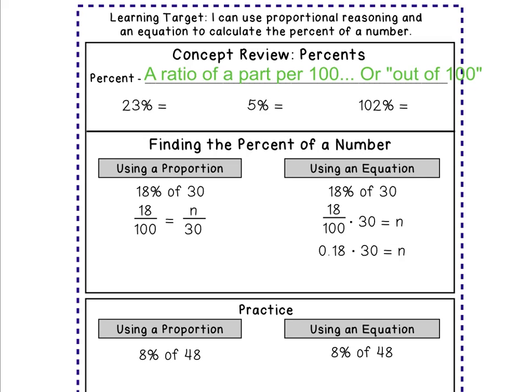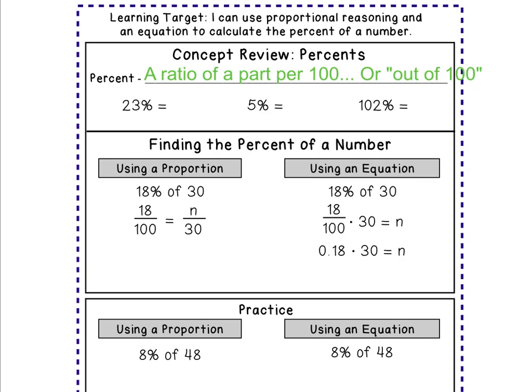If we recall from section 6.1's video, a percent means a ratio of a part per 100, or literally translated, per means out of, cent means 100. So percent means out of 100. Let's go ahead and practice how to convert percents into their fraction part, their decimal part, and so on.